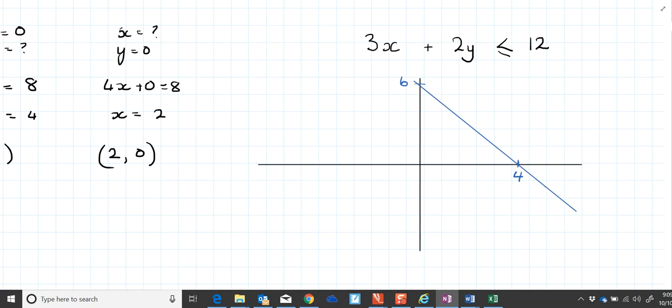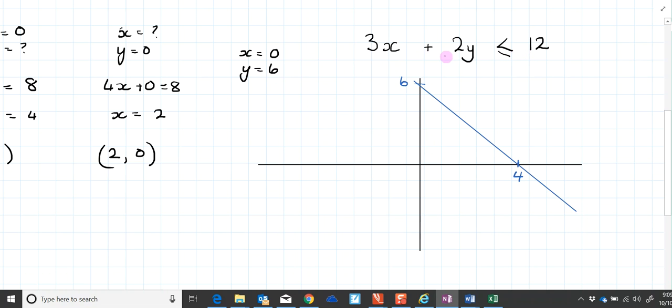Yes, I do have a question. How did you make x equals 0? Literally just what we were doing before. What is y when x is 0? So put 0 in. 3 times 0 is 0, so we kind of ignore that one and go 2y must be less than or equal to 12. So we say one of the coordinates for equals is 2y is 12.